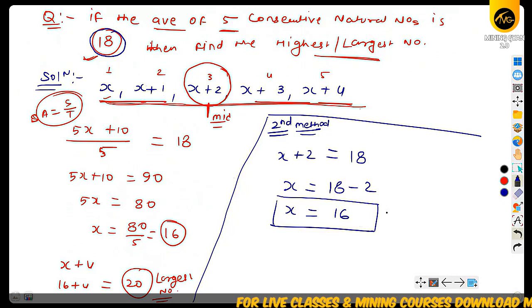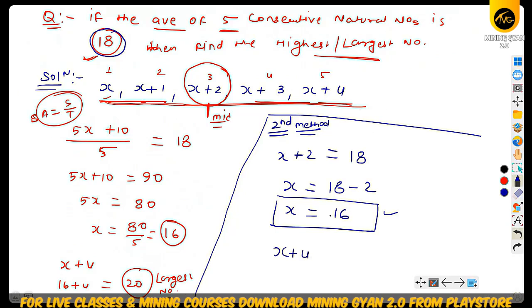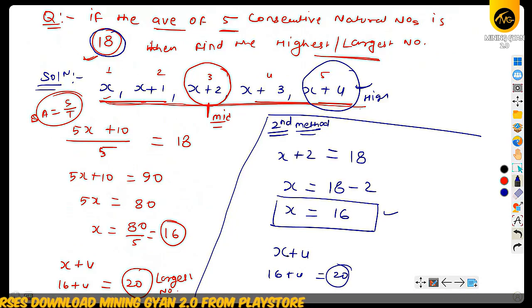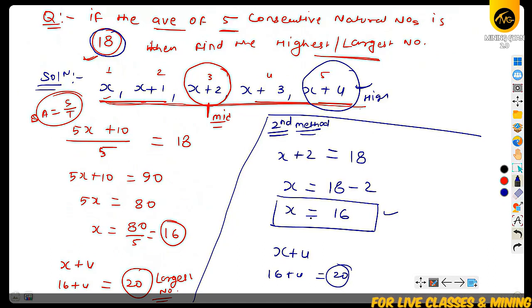Now we have the smallest number and you can just find out the highest number, that will be x plus 4. This is the 5th number, or we can say the highest number. So 16 plus 4 is equal to 20. So what is the easy method? Basically this is the shortcut method. Just find the mid number, which is the average of those numbers, and you find the value of x. This is the shortest method you can follow for this type of question.